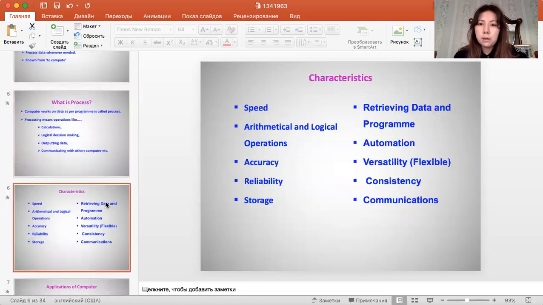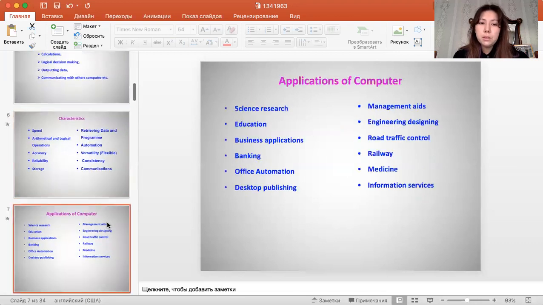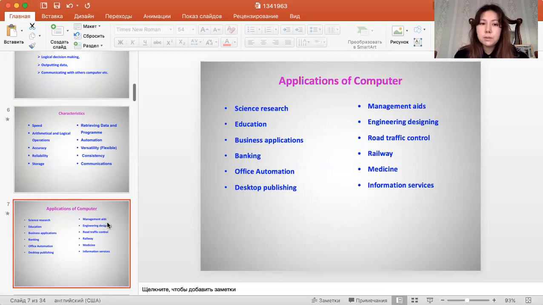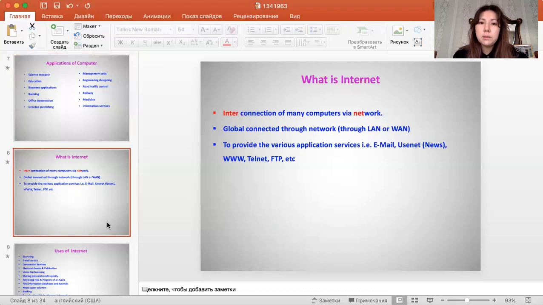Characteristics: speed, arithmetical and logical operations, accuracy, reliability, storage, retrieving data in a program, automation, versatility, flexibility, consistency, communications. Applications of computers: science research, education, business applications, banking, office automation, desktop publishing, management aids, engineering designing, road traffic control, railway, medicine, information services.